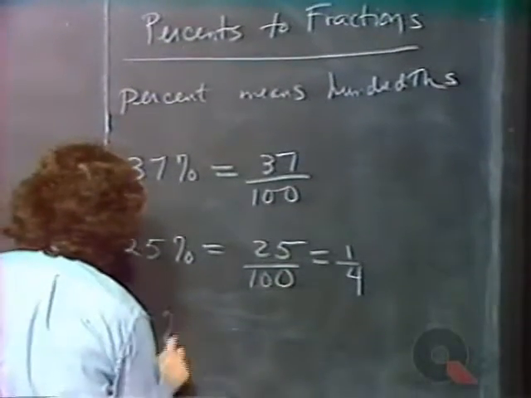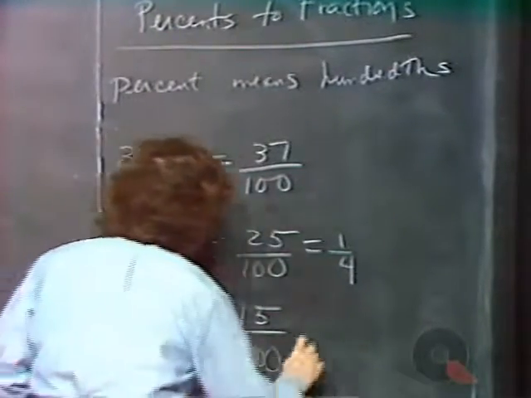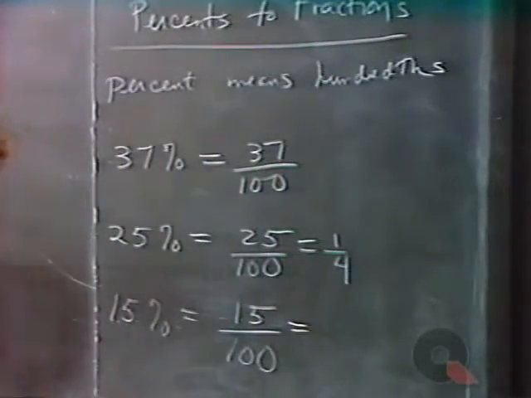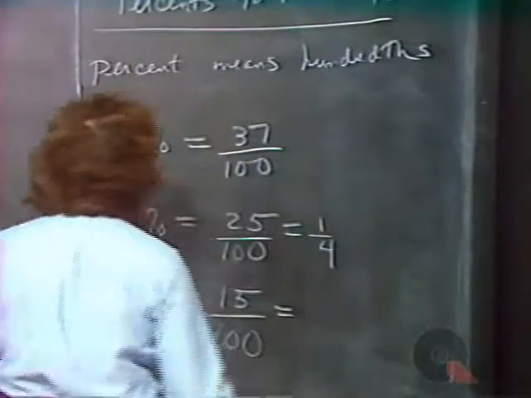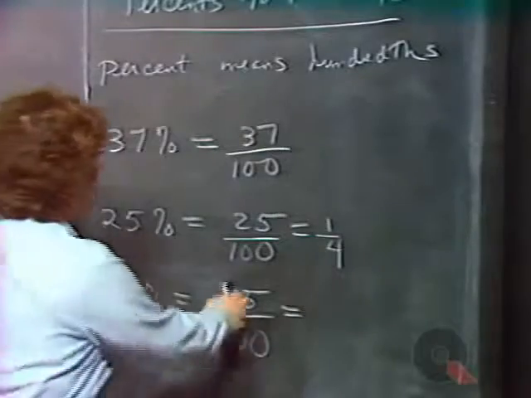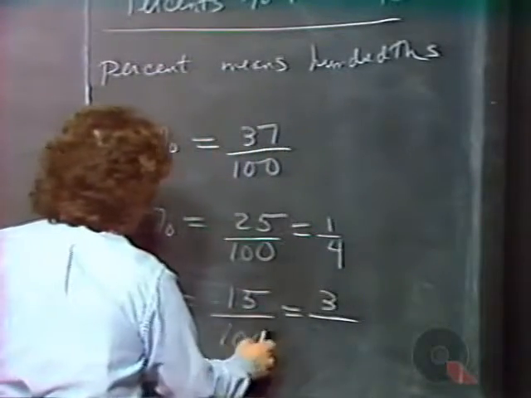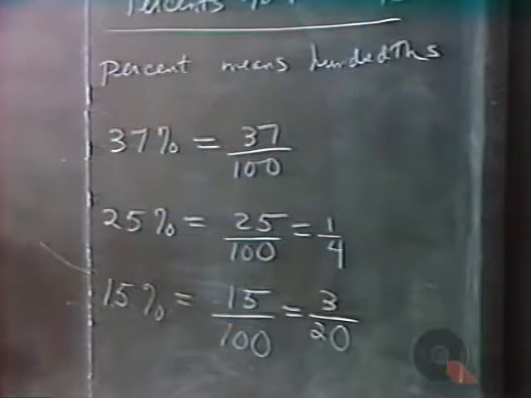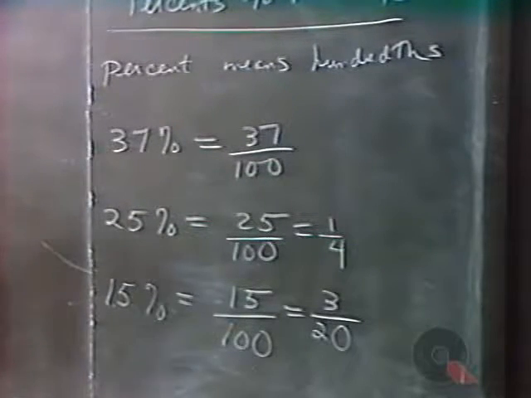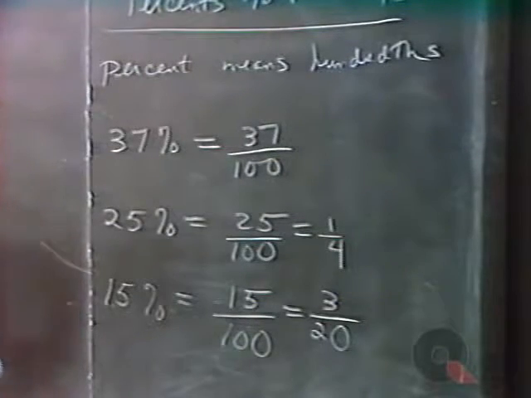15%, 15 hundredths. If you want, you could leave it as 15 hundredths, or if you're looking for a multiple choice answer, they might have reduced to lowest terms. You could divide numerator and denominator by 5 to get 3. 15 divided by 5 is 3. 100 divided by 5 is 20. 3/20ths. Okay, that's if you want to go from percent to fractions.